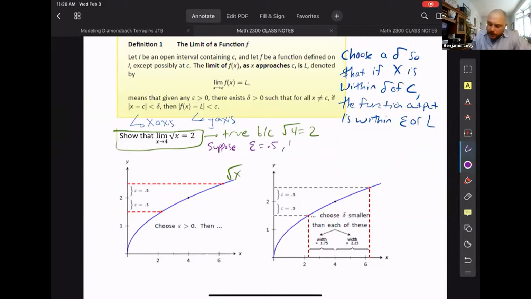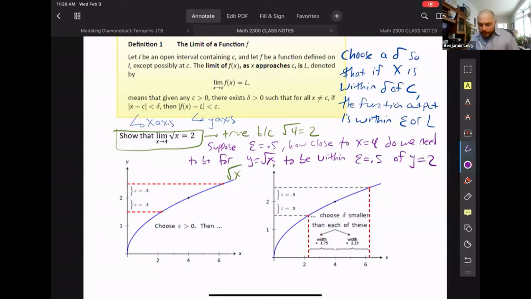The question is, how close to x equals 4 do we need to be in order for the square root of x to be within 0.5 of the value of 2.